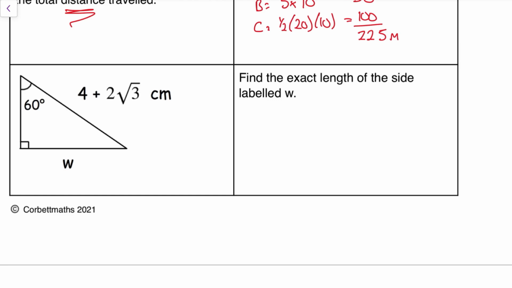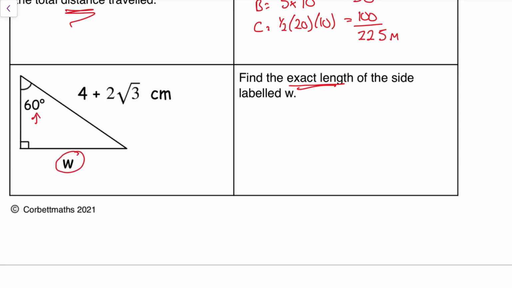Next and final question today. What do we have? A right angle triangle. If you see a right angle triangle, you only really know two things about right angle triangles: one's trigonometry and one's Pythagoras. It says find the exact length, so I need to stay in surds. The exact length of the side labelled W, which is this side here.